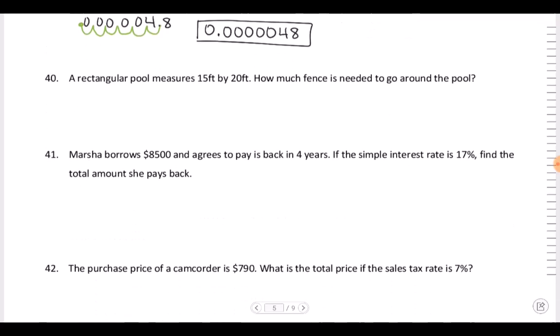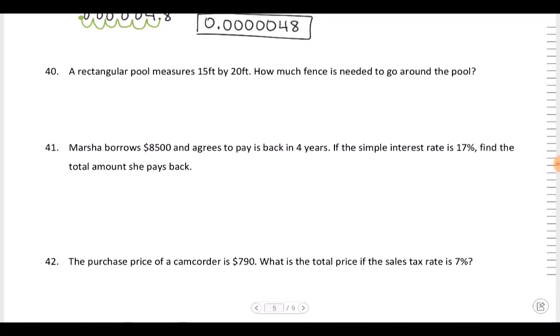Okay, a rectangular pool measures 15 feet by 20 feet. How much fence is needed to go around the pool? Okay, well, this sounds like a perimeter type of problem. So I have 20 feet here, and then I have 15 feet here, right? Well, if I want fence to go all the way around, then I need to also have fencing for this side and this side, right?